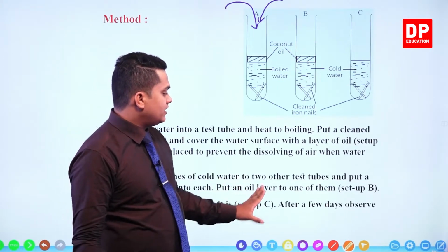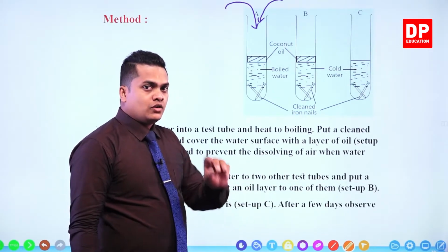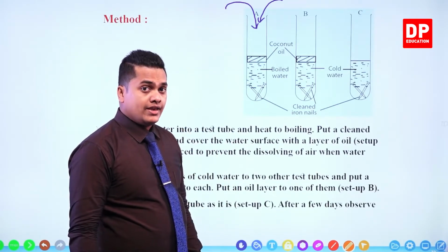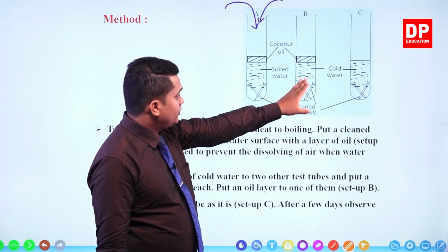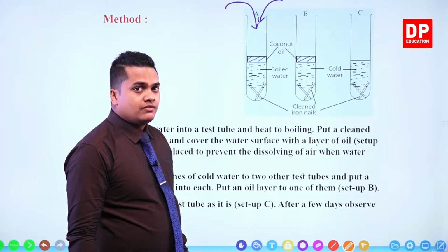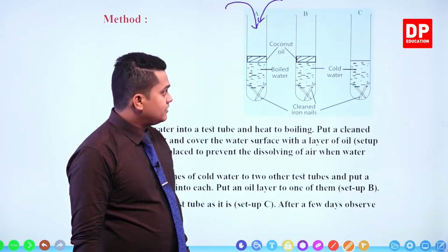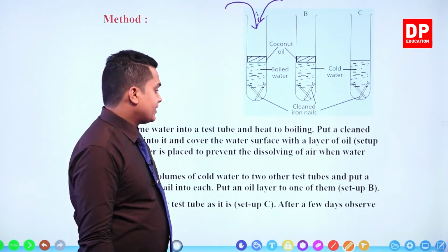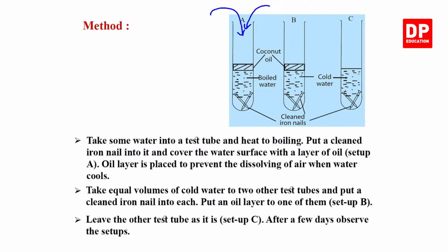Put an oil layer on one of them. To one container we have to put an oil layer, right? So here you can observe the second setup, B setup, which is covered with an oil layer plus the water with clean iron nails. Leave the other test tube as it is, setup C, right? After a few days, observe the setups.